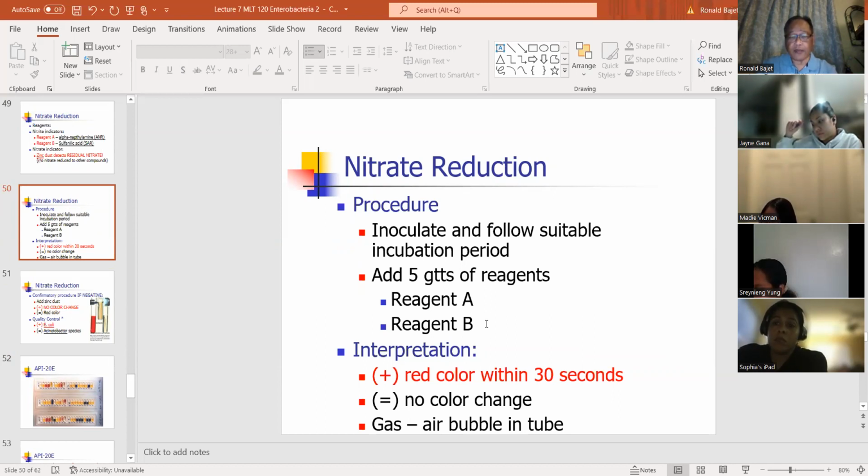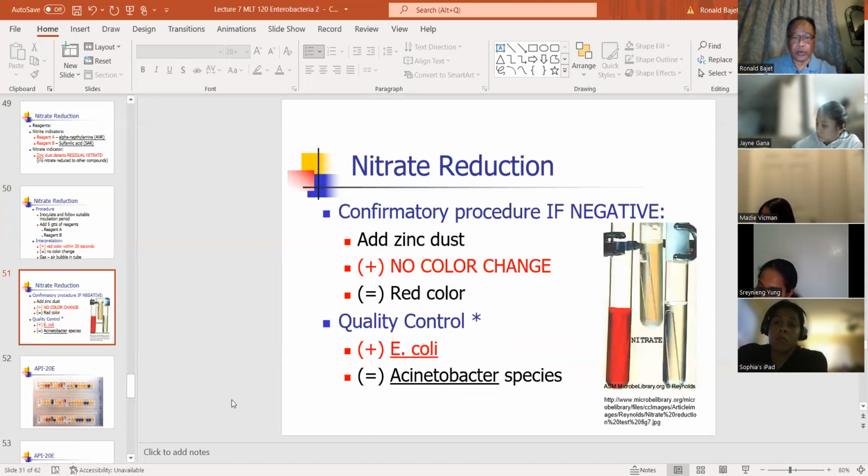Now, if you get no color change on this first reaction after adding reagent A and reagent B, then you have to add zinc dust. If it remains no color change, then it's positive. Okay, it's a little opposite. And if you get a red color after you add the zinc dust, that confirms that it's truly negative. So a red color confirms a negative test using zinc dust. If you add zinc dust and there's no color change, it's still clear, then that's positive. I know that's a little confusing.